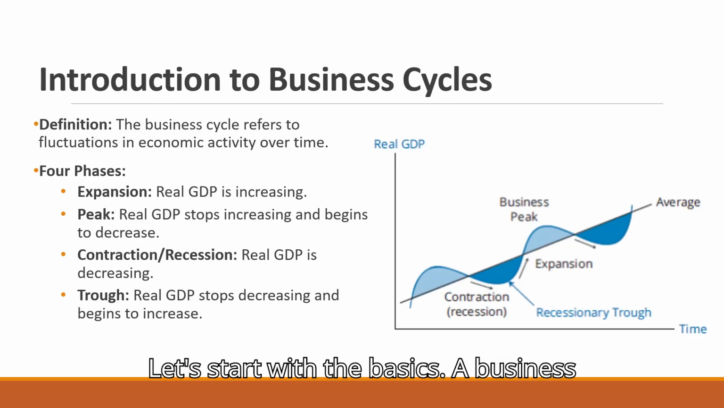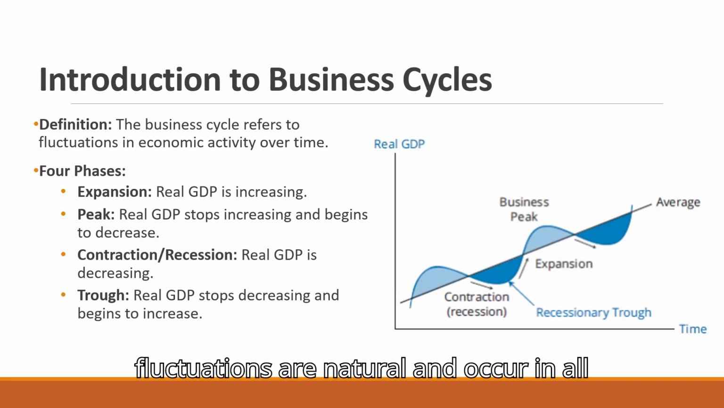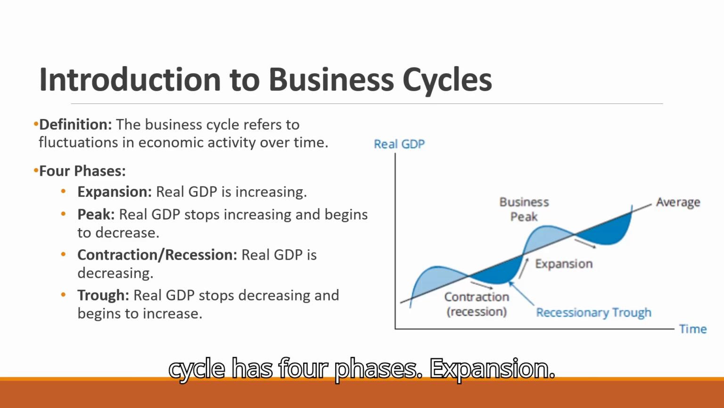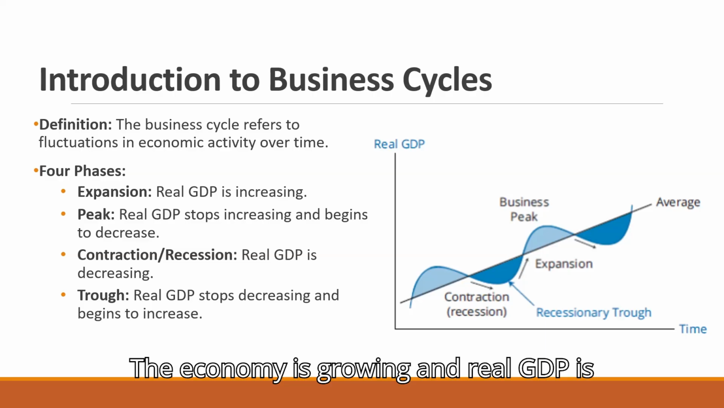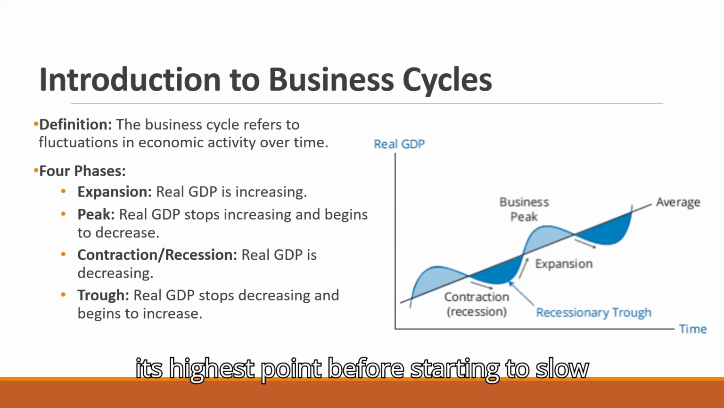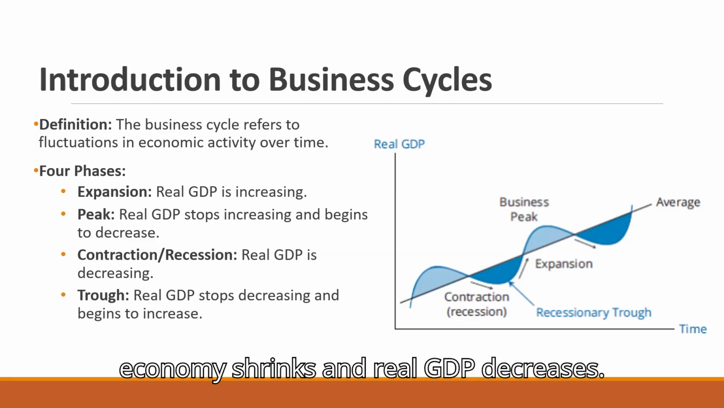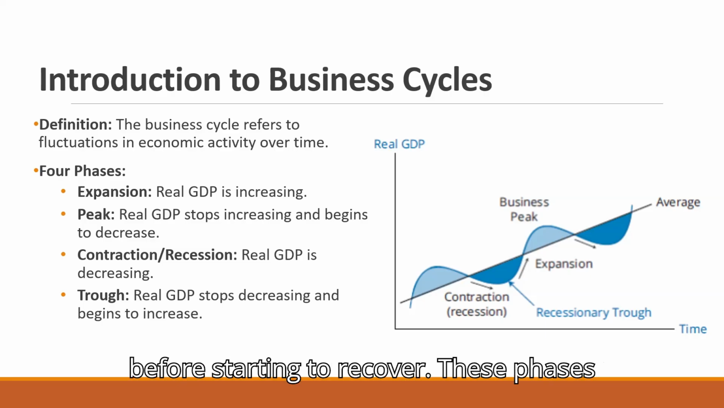Let's start with the basics. A business cycle refers to the fluctuations in economic activity over time. These fluctuations are natural and occur in all market-based economies. The business cycle has 4 phases. Expansion. The economy is growing and real GDP is increasing. Peak. The economy reaches its highest point before starting to slow down. Contraction/recession. The economy shrinks and real GDP decreases. Trough. The economy hits its lowest point before starting to recover.